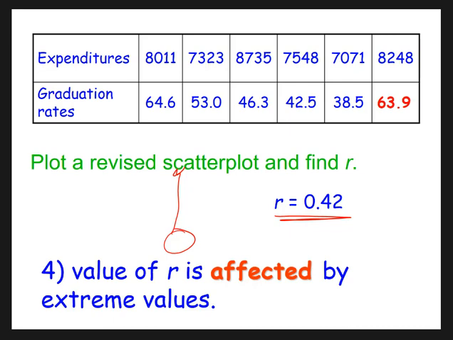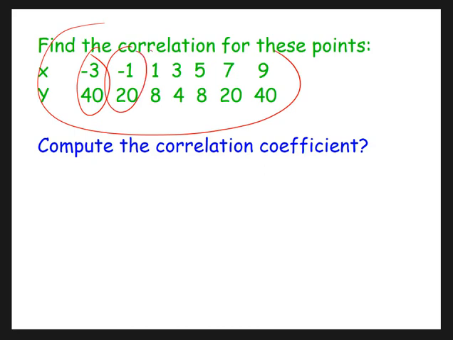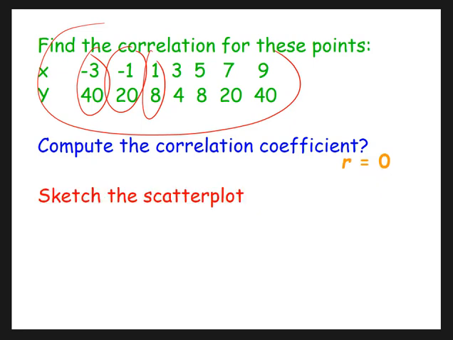So the value of R is affected by those extreme values. So let's compute a correlation coefficient. I have these ordered pairs here: the ordered pair negative 340, negative 120, 18, and on down the line. If we compute it, R equals 0. What that means is there's no relationship between these points.